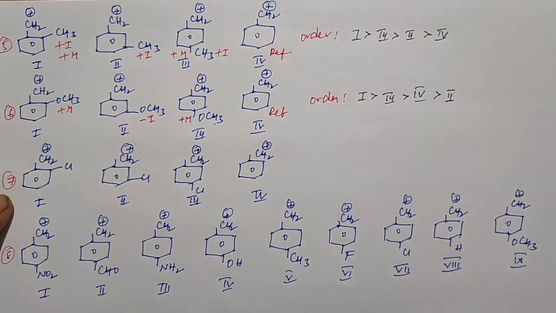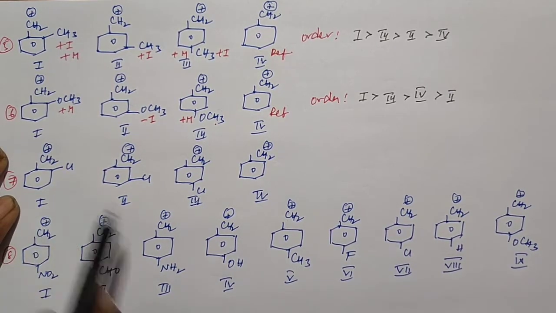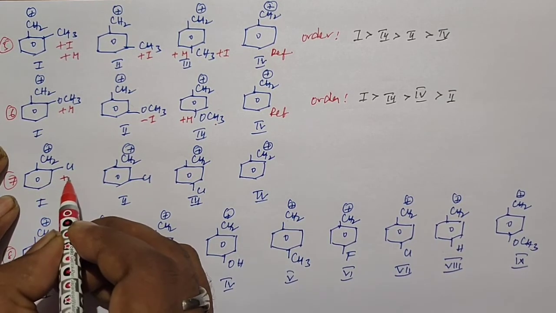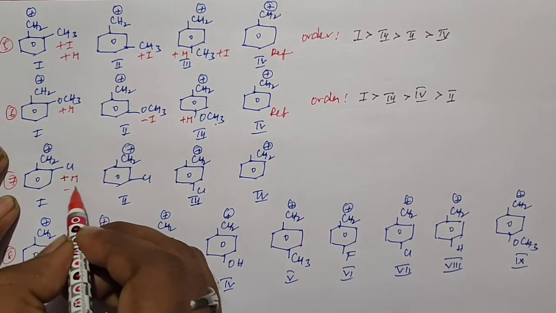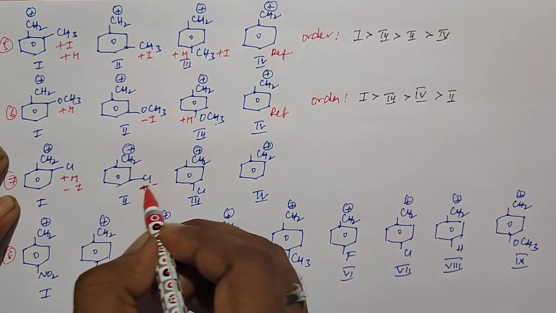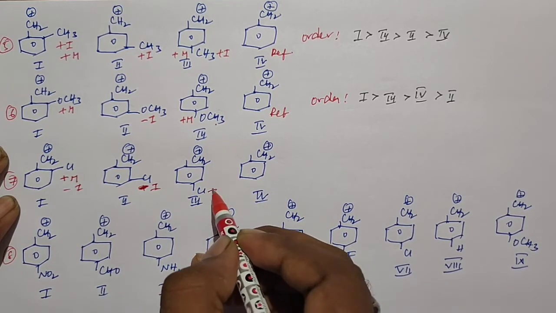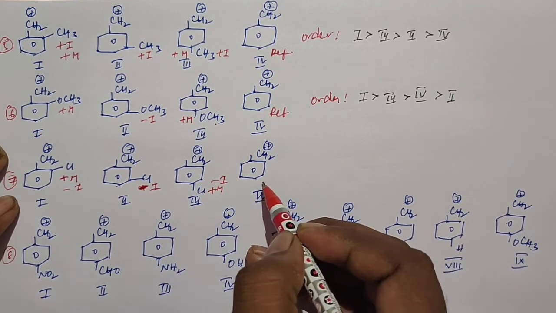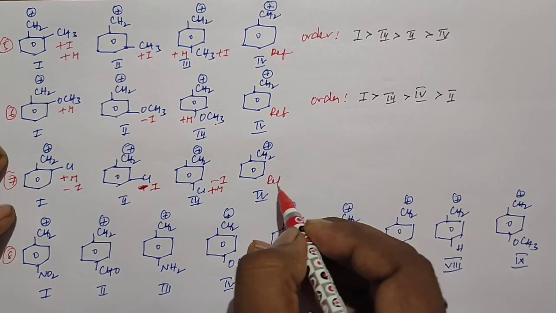So this is the next example. In this example we take chlorine. Chlorine can also show both the minus I and plus M effect. At the ortho position it shows the plus M and minus I effect. Here plus M and minus I effect. Here it is a reference structure.